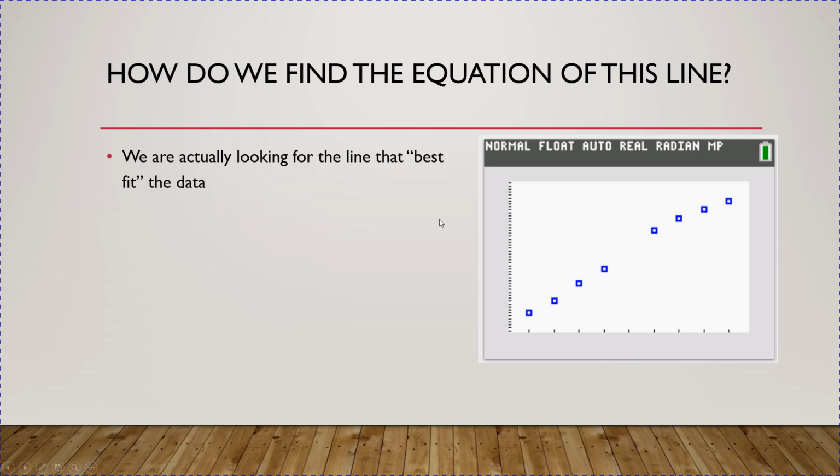And what we're doing here is looking for what's called the best fit, the line that best fits the data. So if you look at this line here, this line does not fit the data. This line does not fit the data well. This one doesn't. This one doesn't. This one does. So how do we find this line out of all of the lines there?